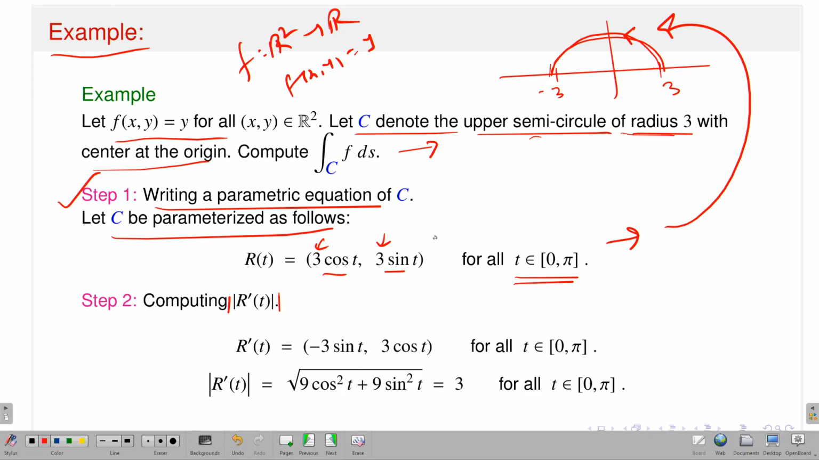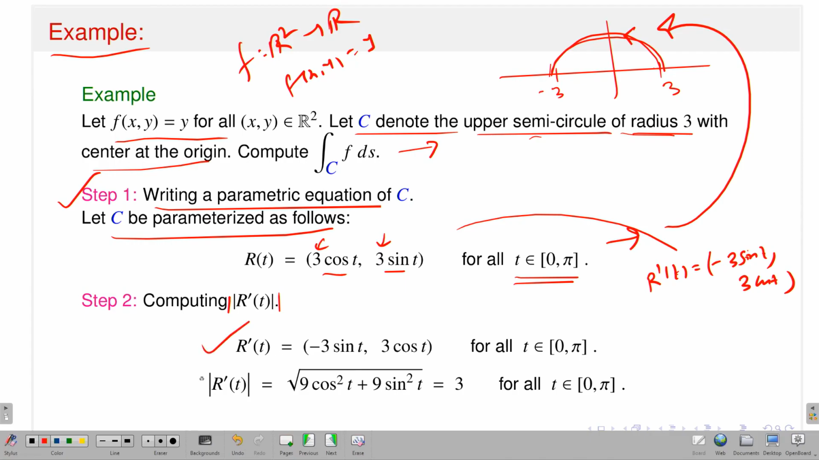And what is R(t)? So, what is R prime t? First you calculate R prime t. R prime t is minus 3 sin t and 3 cosine t, right? Because each of the components are very nice functions, it is infinitely many times differentiable, therefore, in particular it is once differentiable, and you can calculate the norm of R prime t.